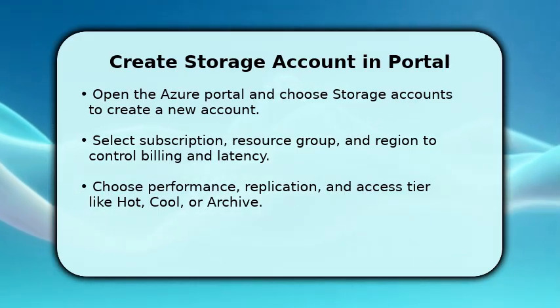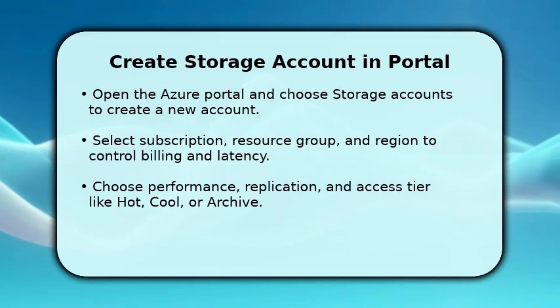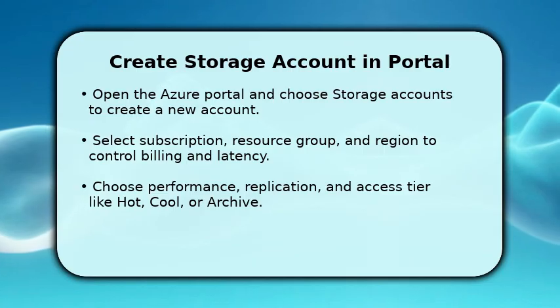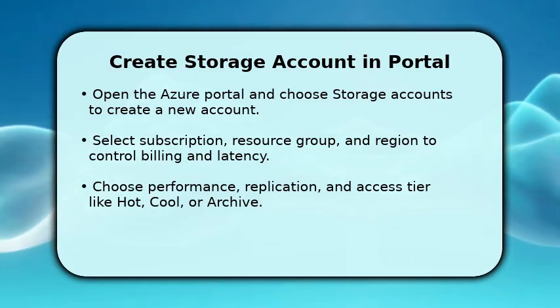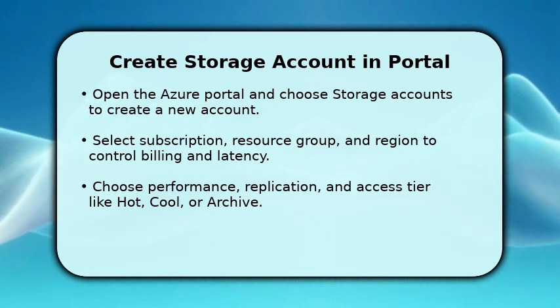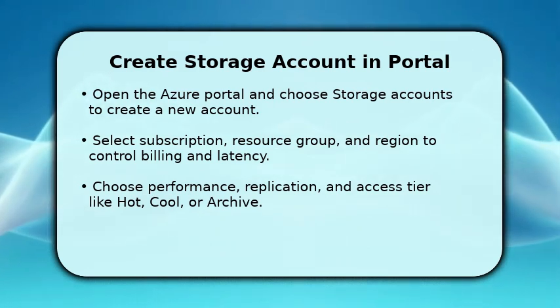Choose performance between standard or premium and pick replication like LRS or GRS. Set the access tier to Hot, Cool, or Archive for cost optimization. Review networking, security, and advanced settings before creating the storage account. After the account deploys, open it and create a new container with a chosen name.